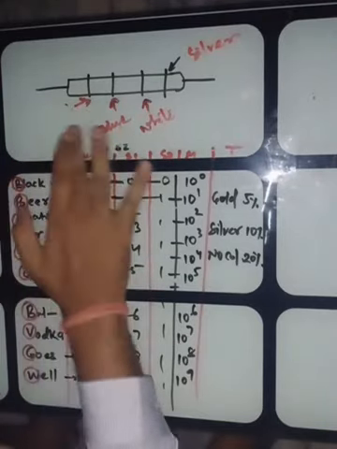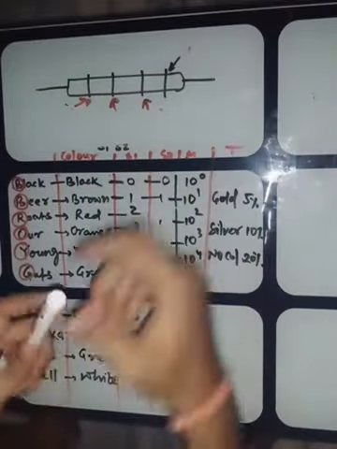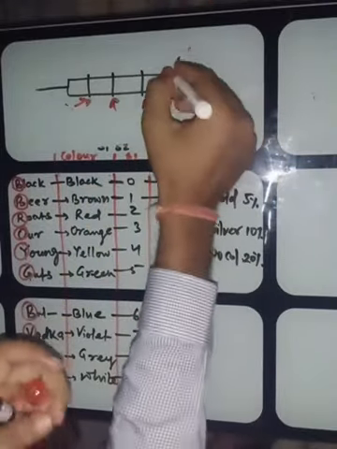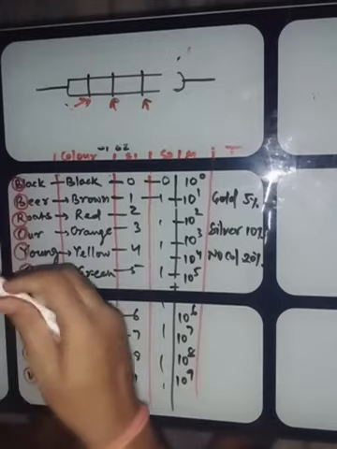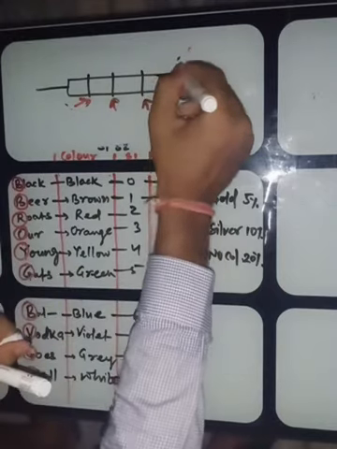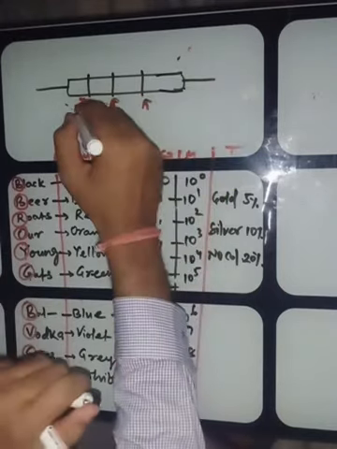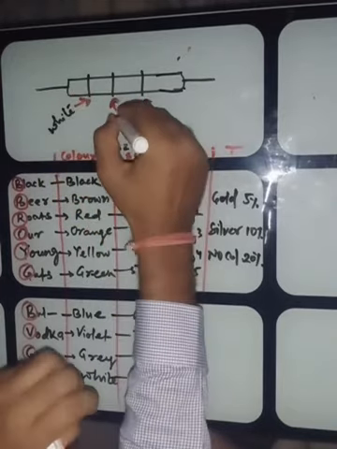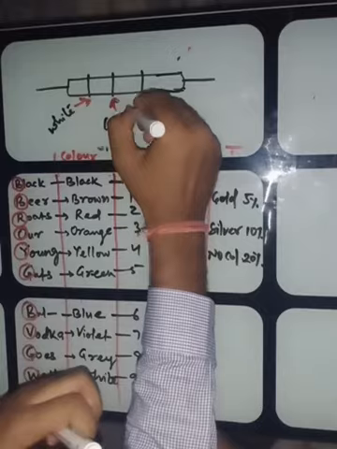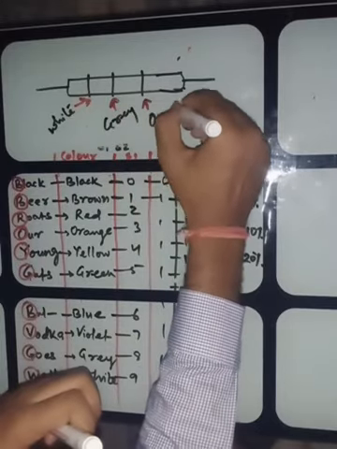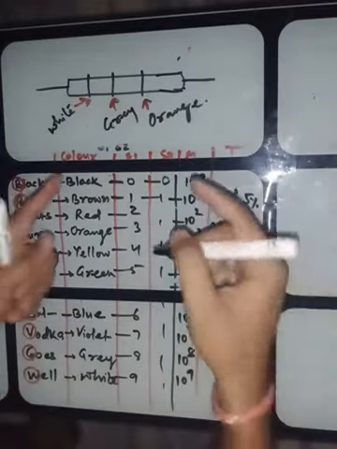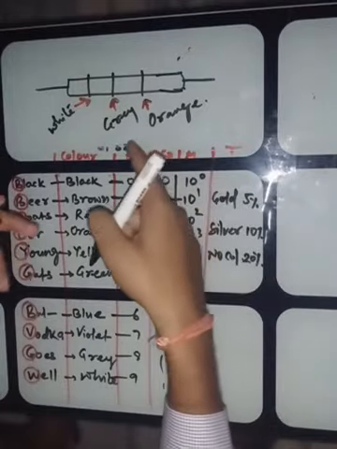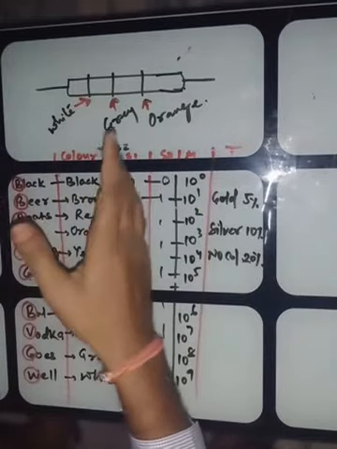Now the next, there are only three bands, three rings. Okay, white, gray, orange. Okay, you have to write the resistance of this one. This will be your homework. So two homework I have given.